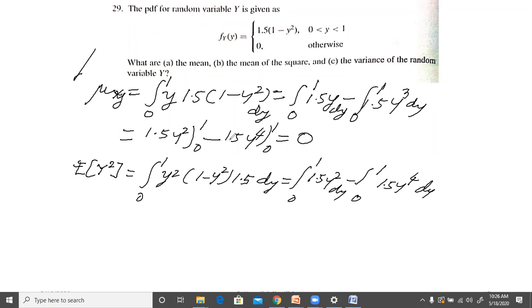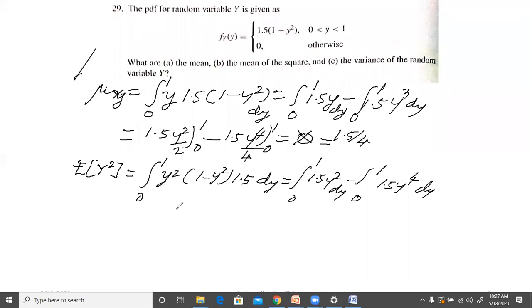Have I made a mistake? Just check that. This is y squared by 2, right? This is y to the power 4 by 4 after integration. So this will no more be 0. This is wrong. So you'll get here half and 1 by 4. So that will be 1.5 by 4.